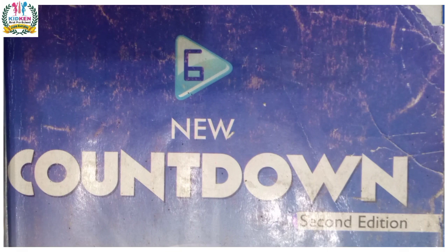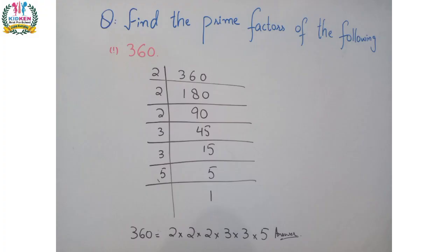So let's start our question, and the question is: find the prime factors of the following. Simply, you can take the LCM of this number from the smallest digit to the largest digit. So we have the number 360. We can divide it by 2. So 2 180s are 360.